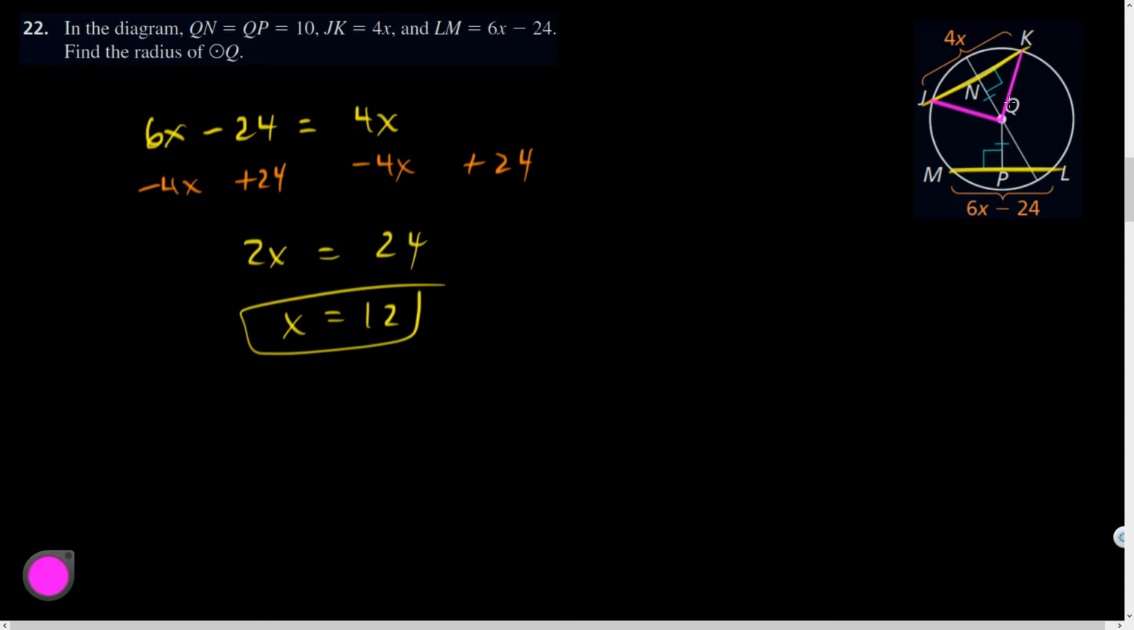Do I have one more piece of information here? All right. Let's see what happens here. So let's find, what do I got? Oh, I got some tens. There we go. Thank you. So QN is tangent.